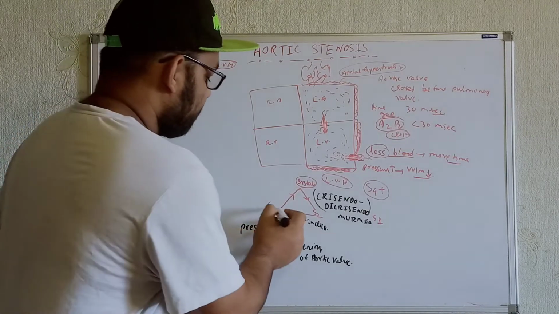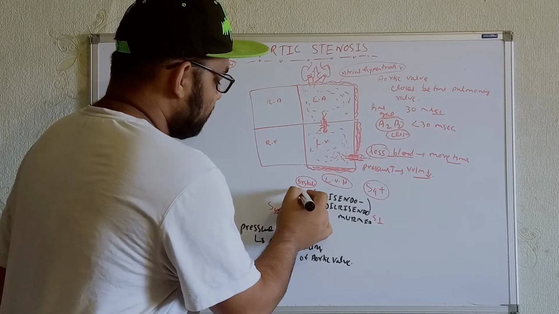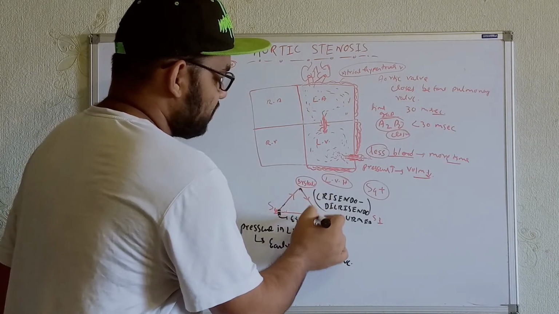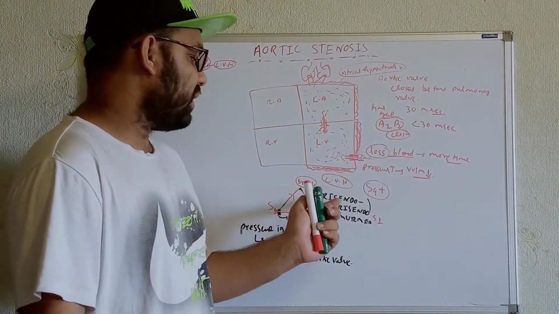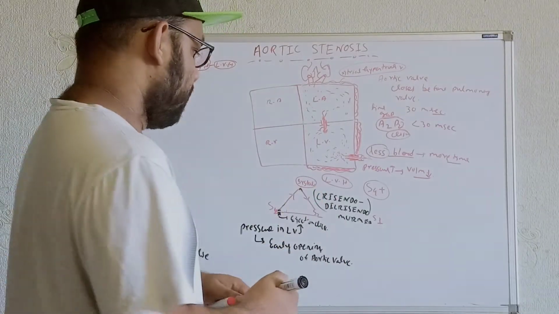Here we will get the production of the murmur that will originate from here, go to the peak at the systole, and come back at the S2. Now this type of murmur is known as crescendo decrescendo murmur.